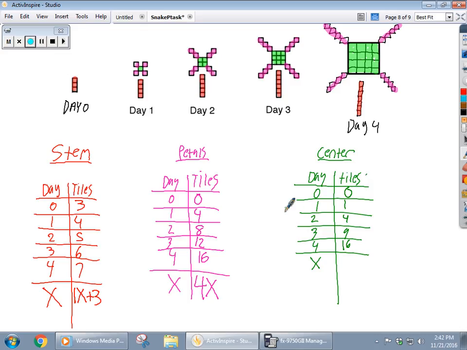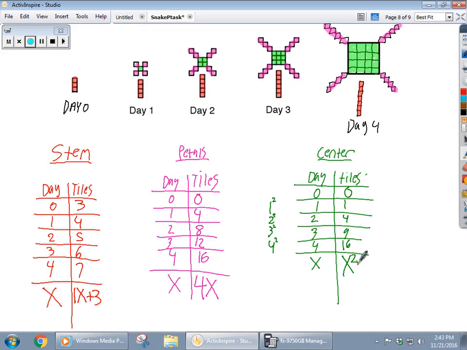So looking at this, what is 1 squared? Oh, 1 squared is 1. What is 2 squared? 2 squared is 4. What is 3 squared? 3 squared is 9. What is 4 squared? 4 squared is 16. So you could see that whatever the day is, you're just squaring that thing, and that's giving you the amount of tiles. So if the day is x, square x, and boom, you got it.